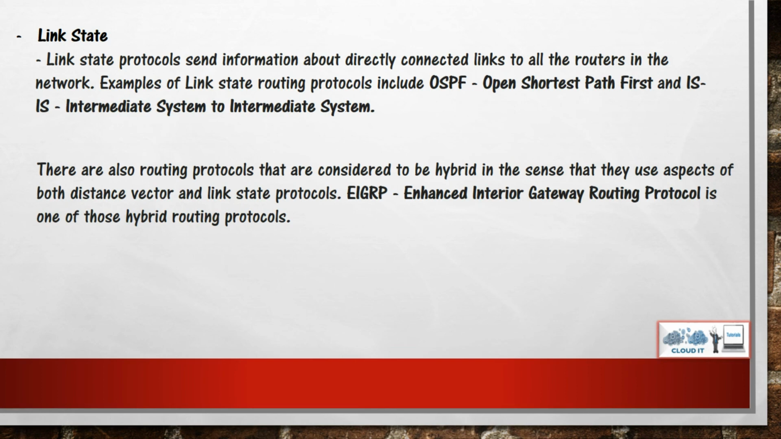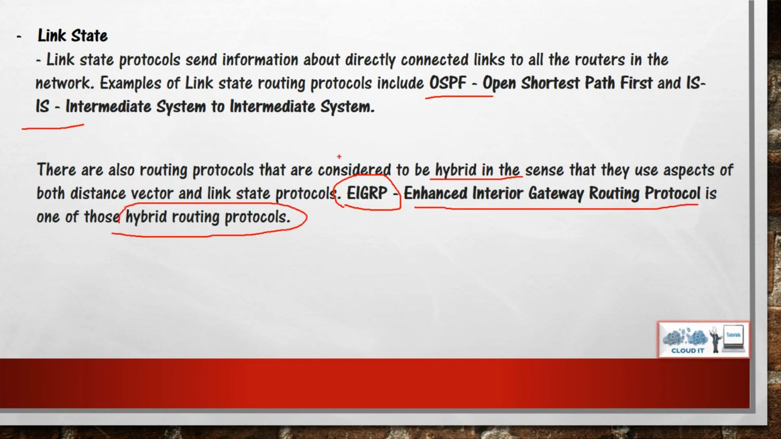Link state routing protocols are generally OSPF and ISIS. There are also some routing protocols that use features of both distance vector and link state routing protocols. Such hybrid routing protocols are like EIGRP. EIGRP is Enhanced Interior Gateway Routing Protocol, and it is also called a hybrid routing protocol because it uses features from both distance vector and link state protocols.